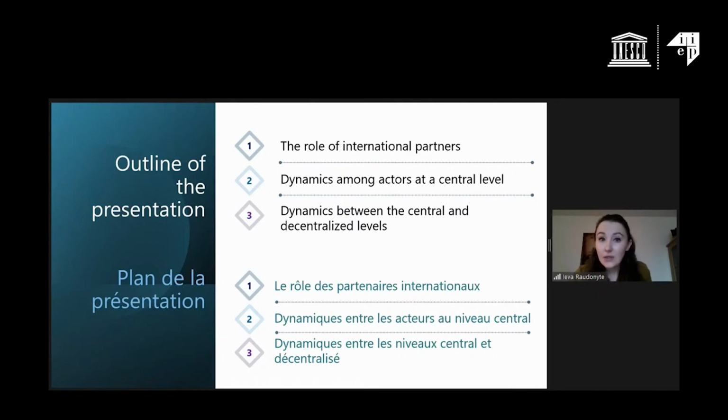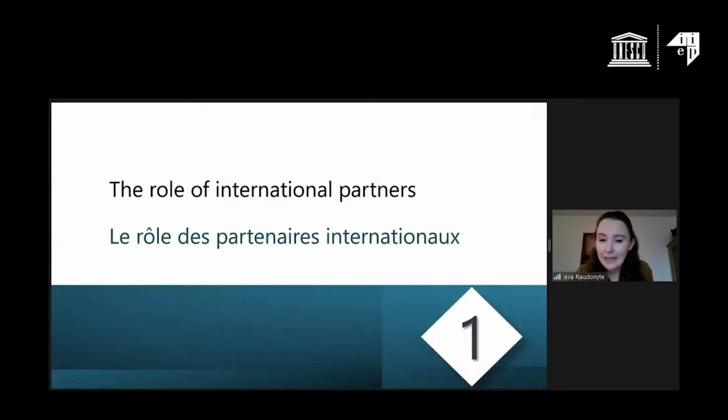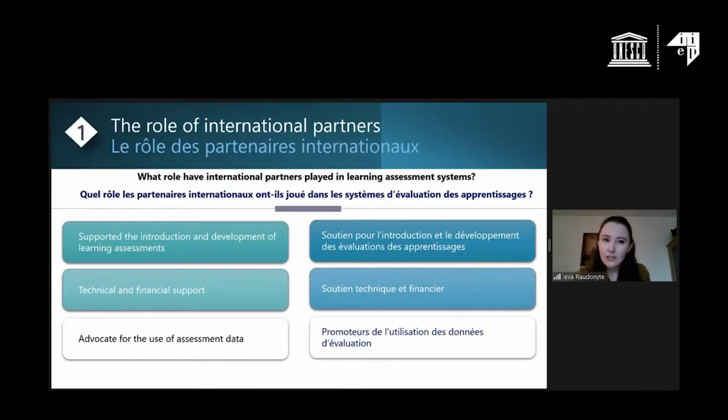I would now like to start with the important role that international partners played in the development and support of large-scale assessments. And we can see that they provided crucial technical and financial support for these assessments. And they were also often important advocates for a more efficient use of assessment data. In the countries that we worked in, international partners often initiated a rollout of large-scale assessments and also provided funding. For instance, in Ghana and Guinea, external partners financed all large-scale assessments, and a large part of assessments in Senegal have also been funded by external resources.